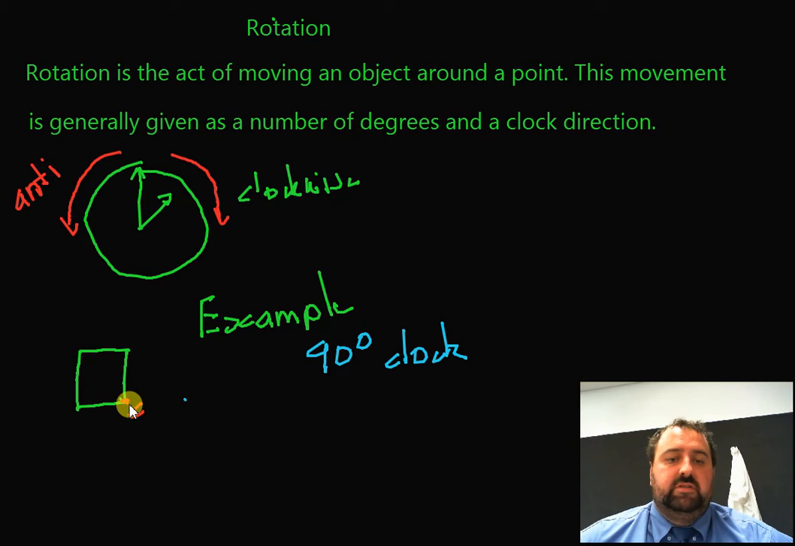Okay, now this point's obviously going to stay exactly where it is. This point is going to rotate 90 degrees clockwise. You'll note with rotation, things that are further away from the center move further than things that are closer to the center. So when we rotate 90 degrees clockwise, we end up with an image that's over here.